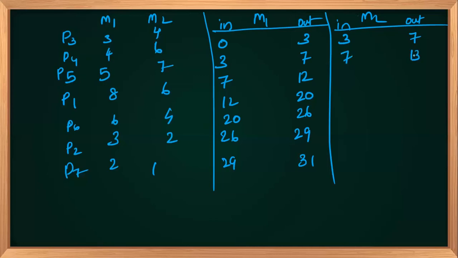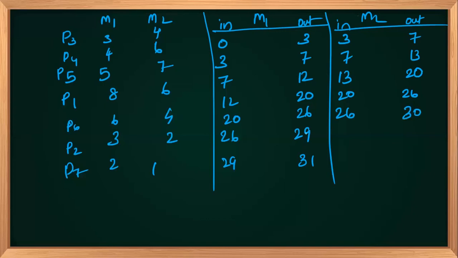Even though my machine 1 will be free by 12, I can only start processing P5 by 13, because till 13 my machine 2 will be busy. So 13 I will start here. 13 plus 7 will give you 20. So 20, there is no problem. We can start at 20. 20 plus 6 will give you 26. Right. 26 and 26, no problem. We can start at 26. 26 plus 4 will give you 30.